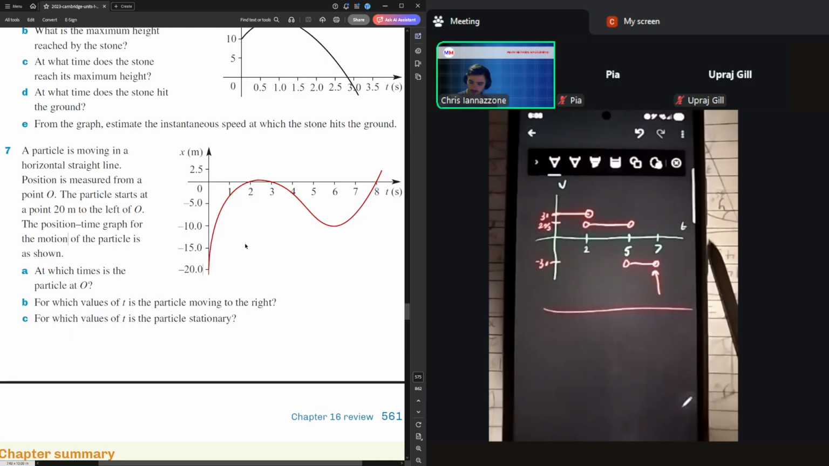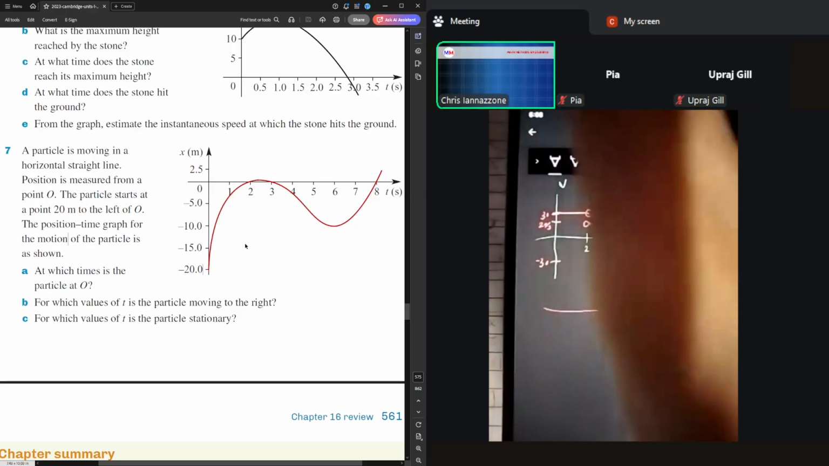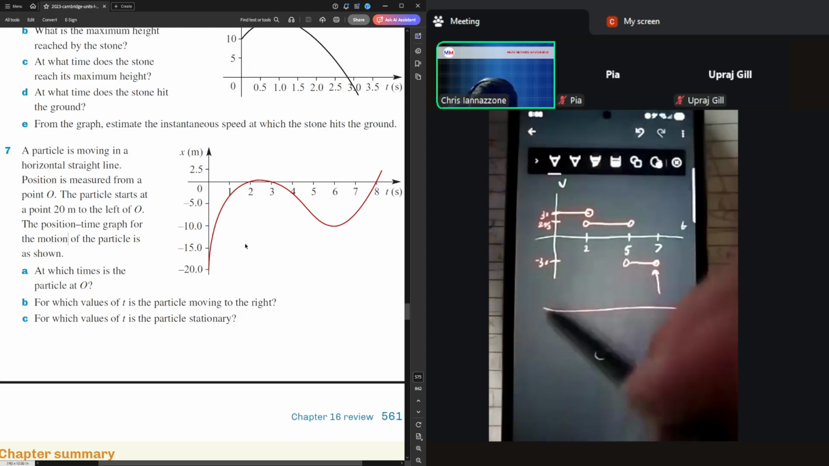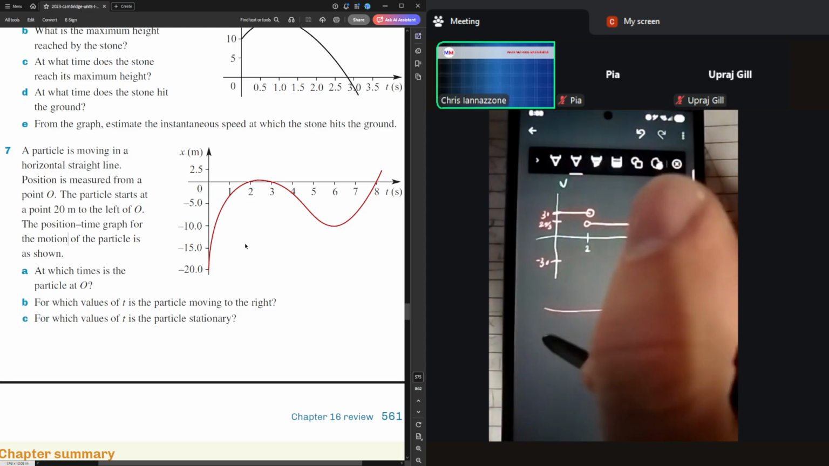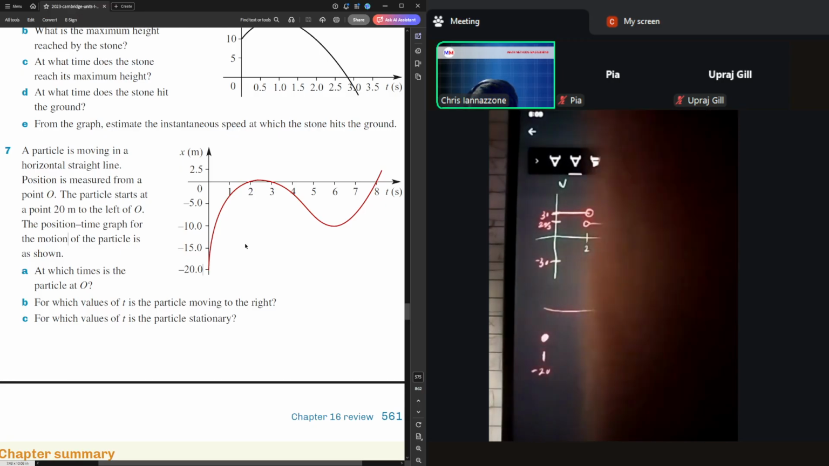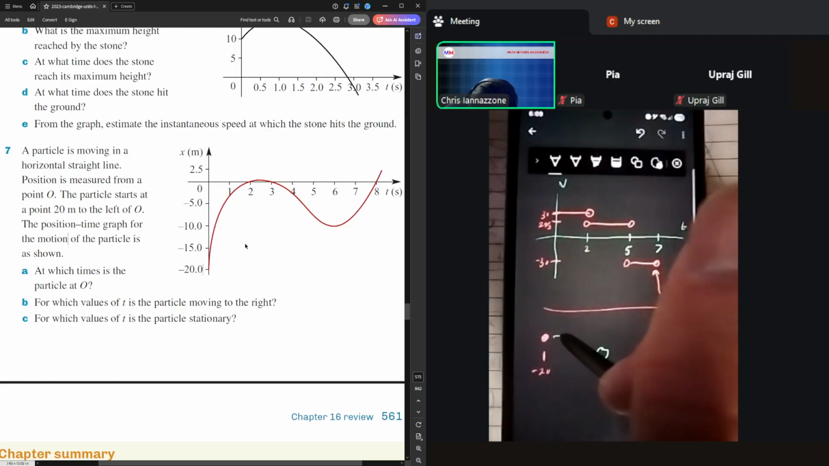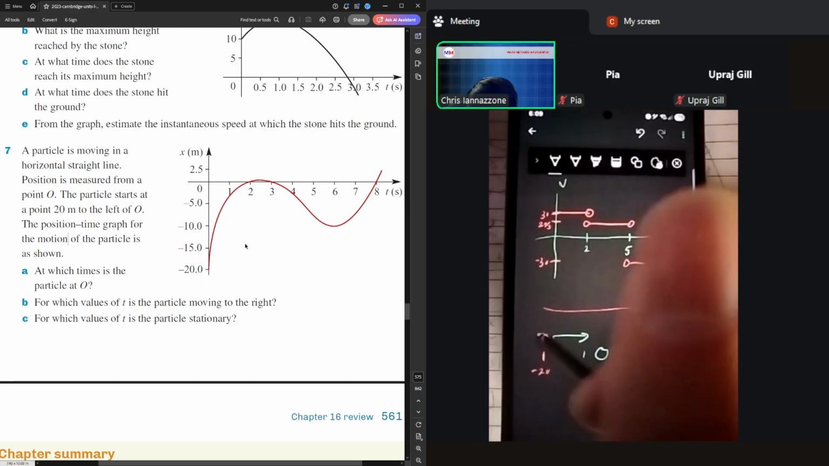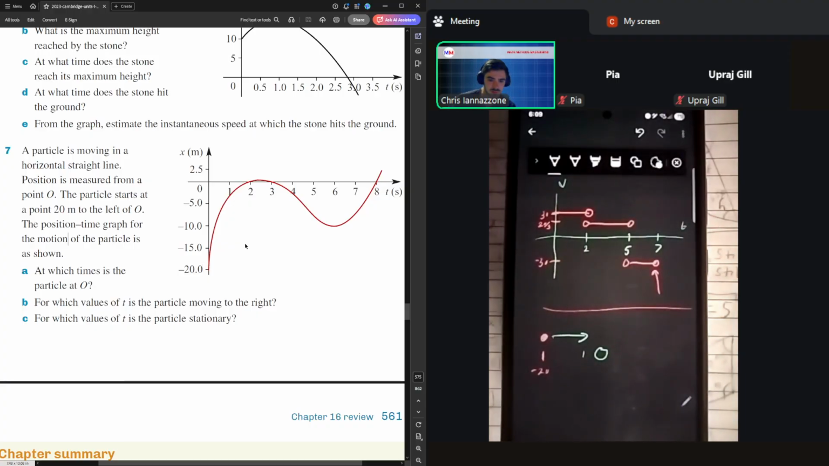So you've got some fixed location. For instance, if I go to the handwritten section now, you've got your origin, a fixed spot. The question tells us we start 20 meters left. So we start over here at negative 20. Moving to the right is fine. You can move from here to here and still have a negative overall position.